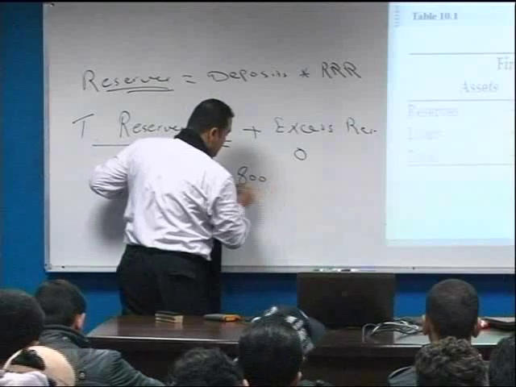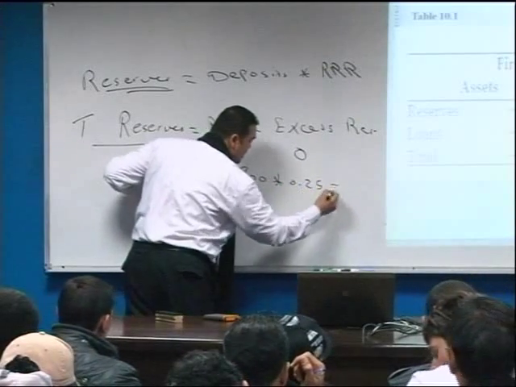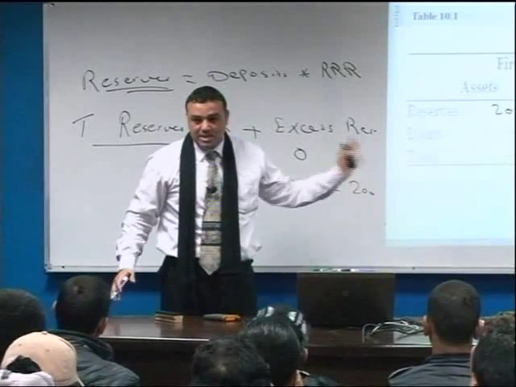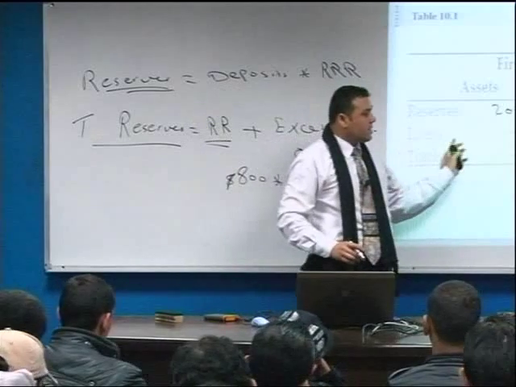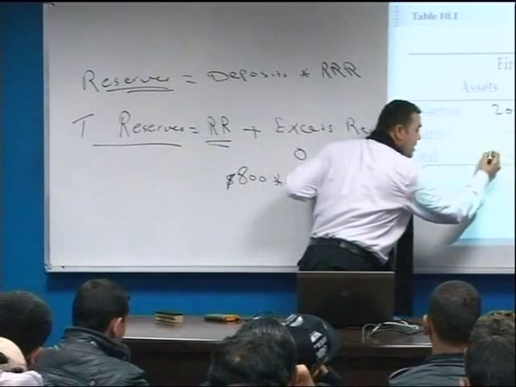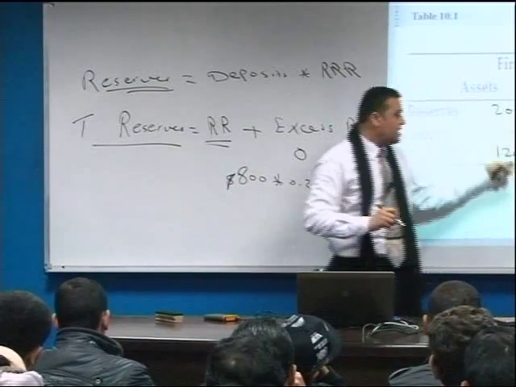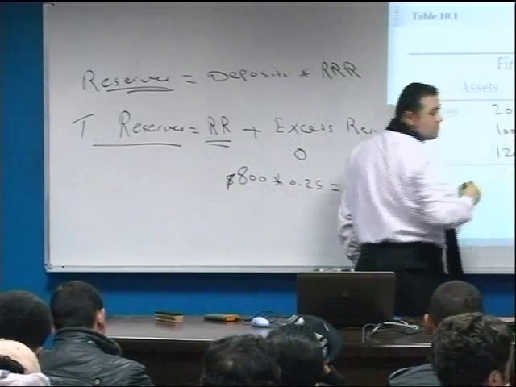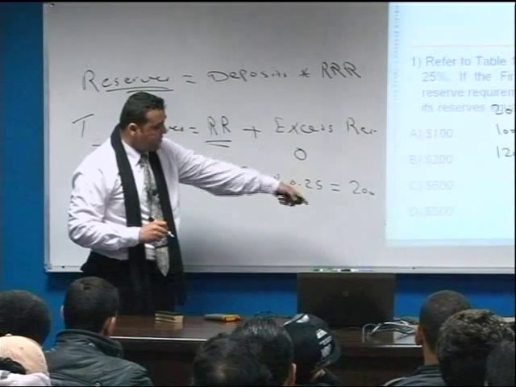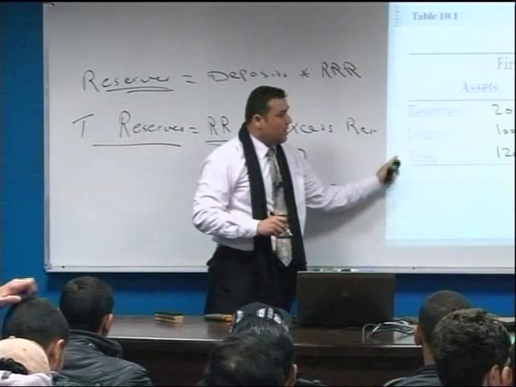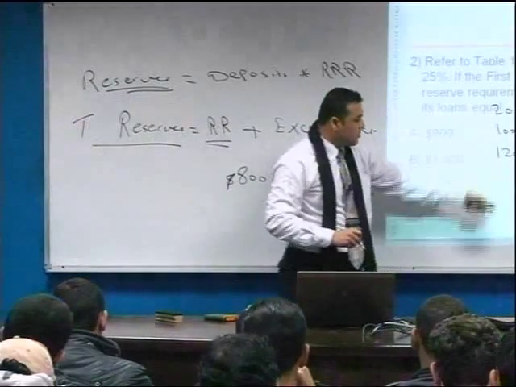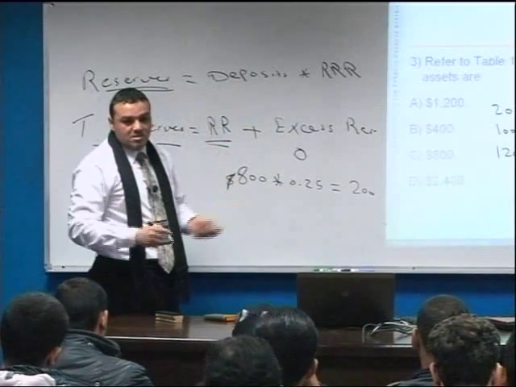So it equals $800 times 0.25. How much is that? So in this case the reserves equal 200. In the next exercise the picture will be clearer, but this is the first example. And how much are the loans? Total liabilities must equal assets, so the total must equal 1200. So how much can I lend? 1000. Right? Okay. So how much is the reserve? 200. And total assets equal 1200. The next part says its loans equal how much? 1000.